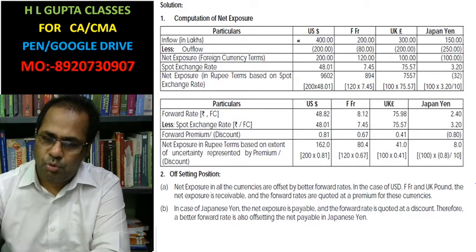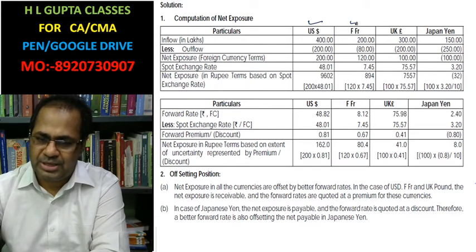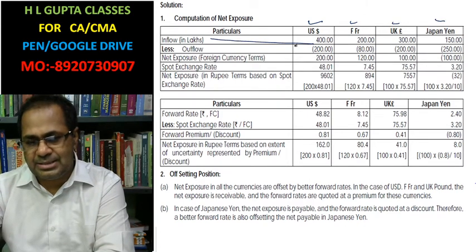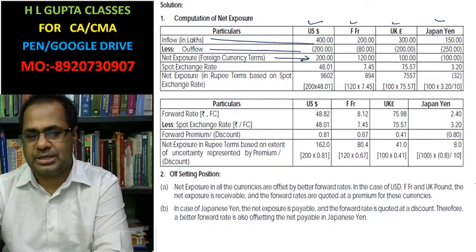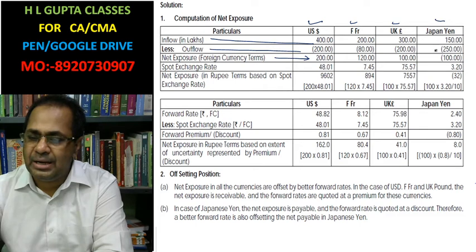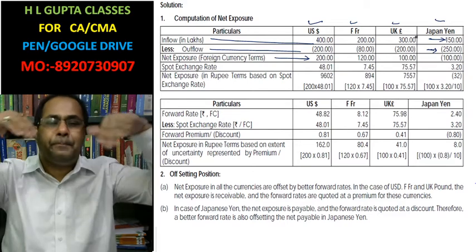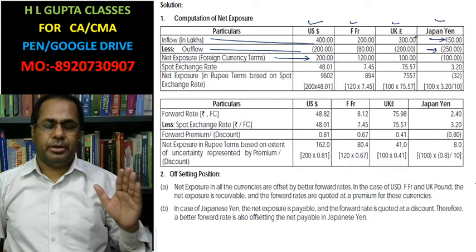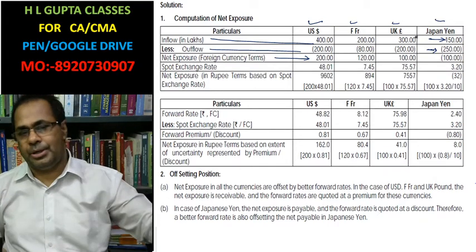All four countries are given: USA dollar, French franc, UK pound and Japan yen. Your inflow was this and outflow was this, and the difference between these two is the net exposure. In the case of Japan, you have to pay 250 lakh while you are going to receive 150 lakh. You have to pay, so you have to purchase yen and then pay.